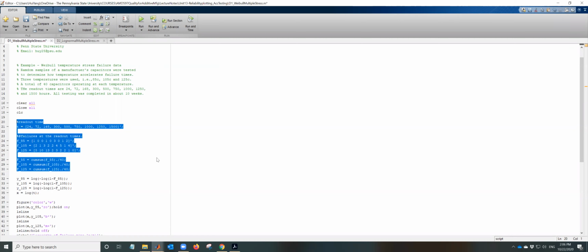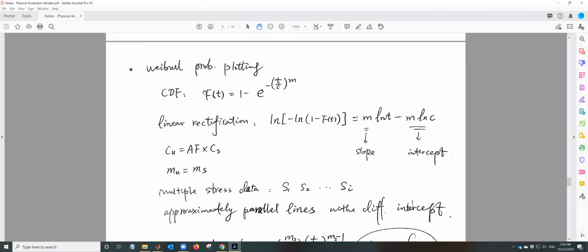Now let's have a look at how Weibull probability plotting works. We just estimated f. We know that if the data follow a Weibull distribution, then F(t) equals 1 minus exponential of minus (t over c) to the power m. m is the shape parameter, c is the characteristic life. So this is a nonlinear equation.